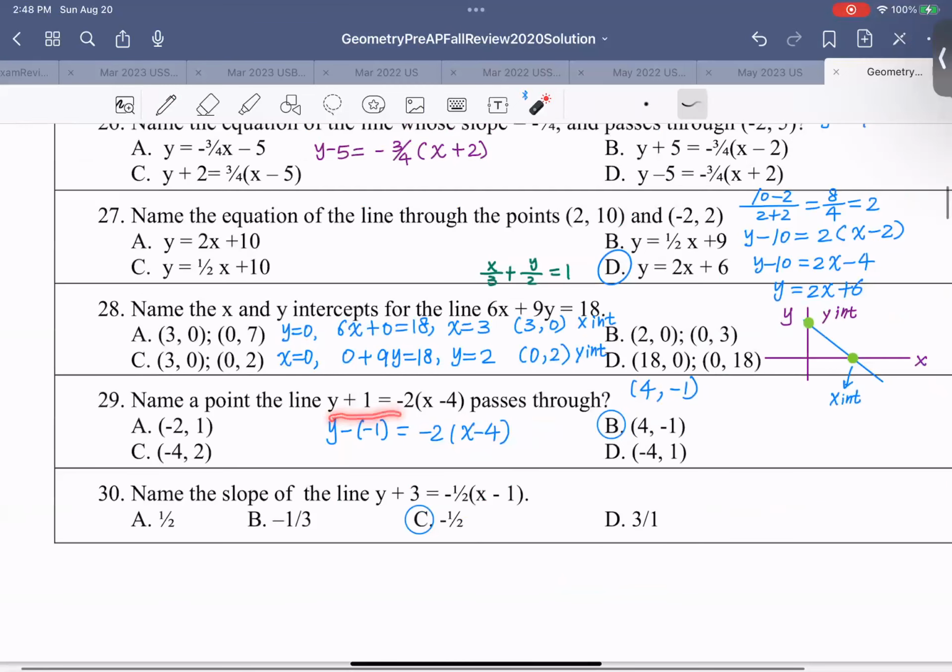This one here, passes through. You use the point-slope format. You get the pass-through point. Slope, oh, that's an easy one. Okay.